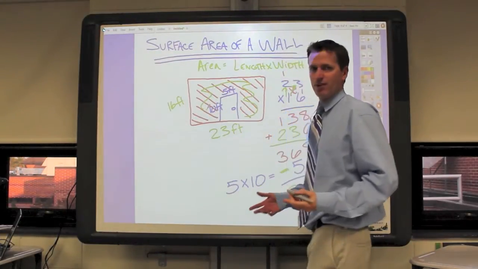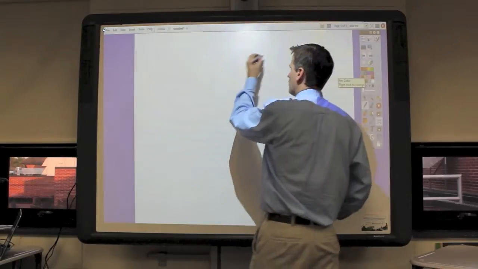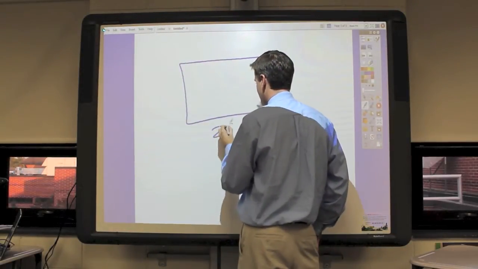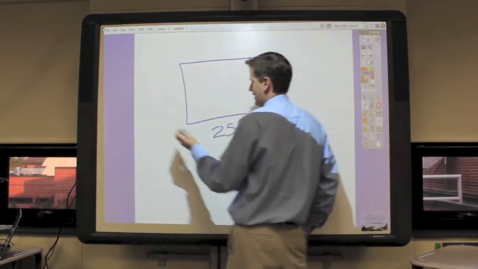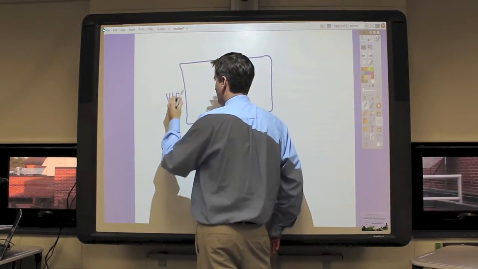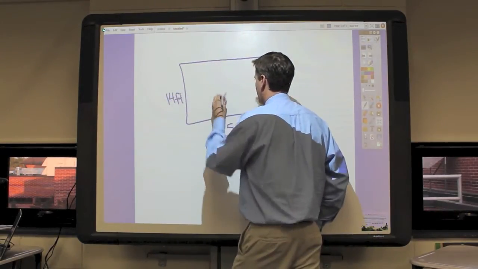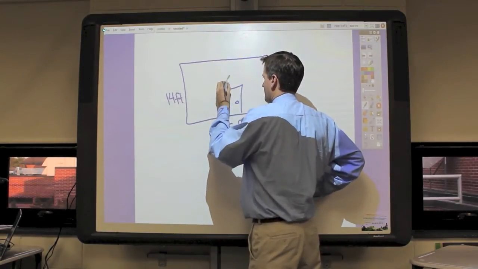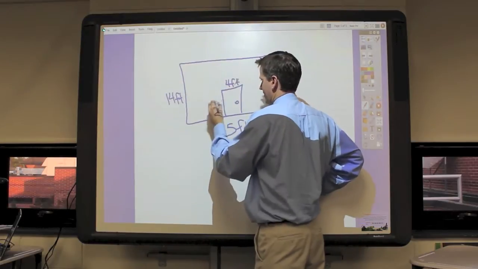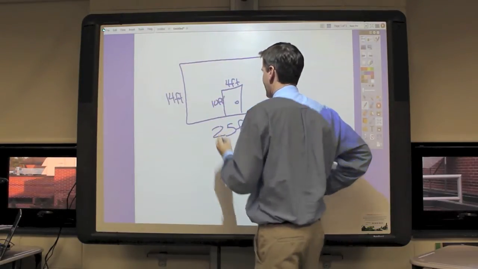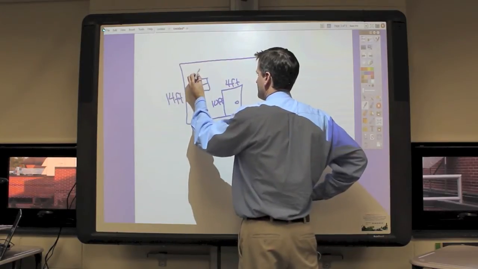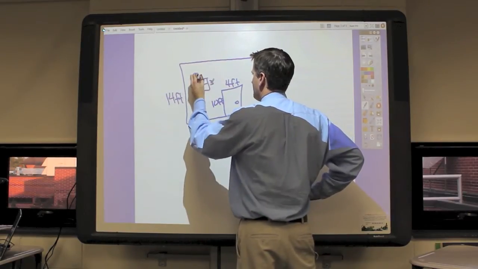Okay? Let's do another example. Okay, let's say we have another wall here. Okay? And I'm going to say this is a 25 foot by 14 foot, and there's going to be a door here, all right, and my door is going to be a 4 foot by 10 foot, and then we're going to have a window, oh man, and this is going to be a 3 by 3.